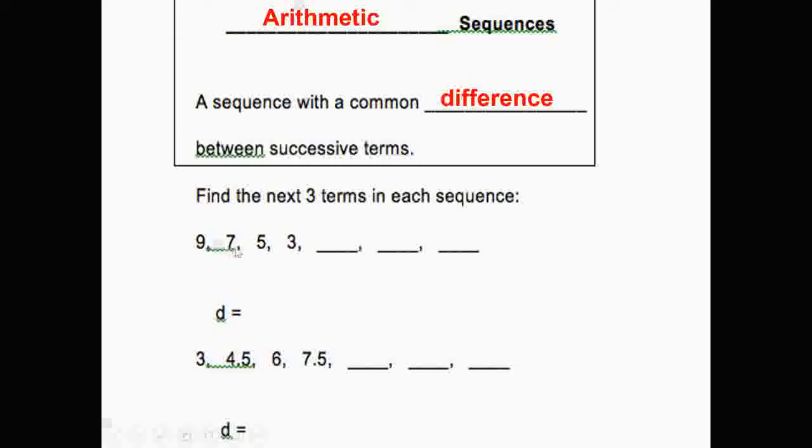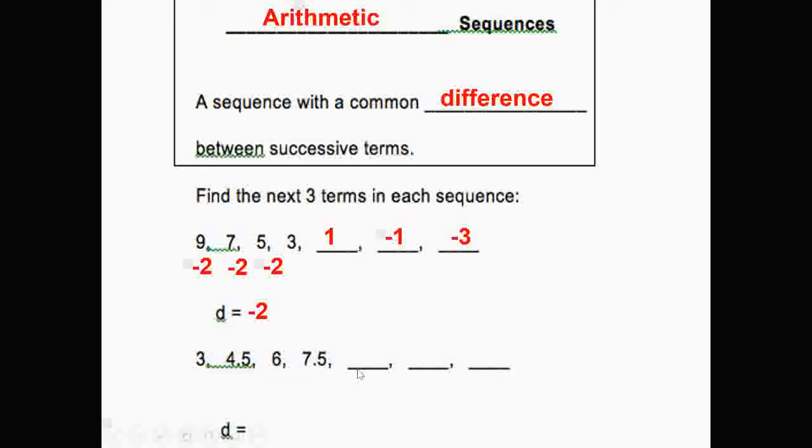Look at the pattern here: 9, 7, 5, 3. Clearly it's going down by 2 every time, -2, -2. So 1, -1, -3. This is an arithmetic sequence because there is a common difference between every term, and that common difference is -2 in this case. So we call that the d value, -2.